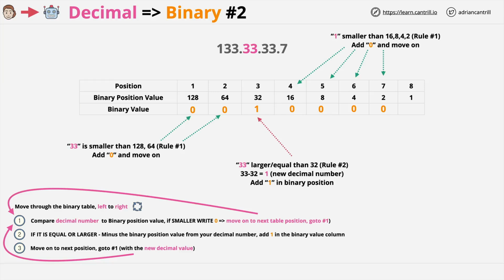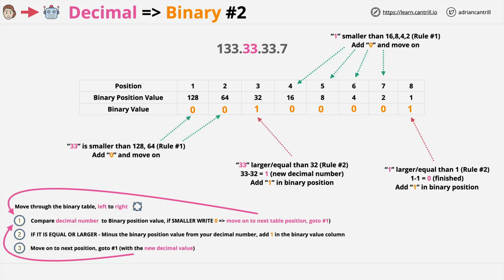No, it's not, so rule number 1 isn't used. Is our value larger or equal? Yes, it is, and so we use rule number 2. So we write down 1 in position number 8, we minus the binary position value, which is 1, from this number, leaving us 0, and that means we finished the process. So the binary value for 33 is 00100001.